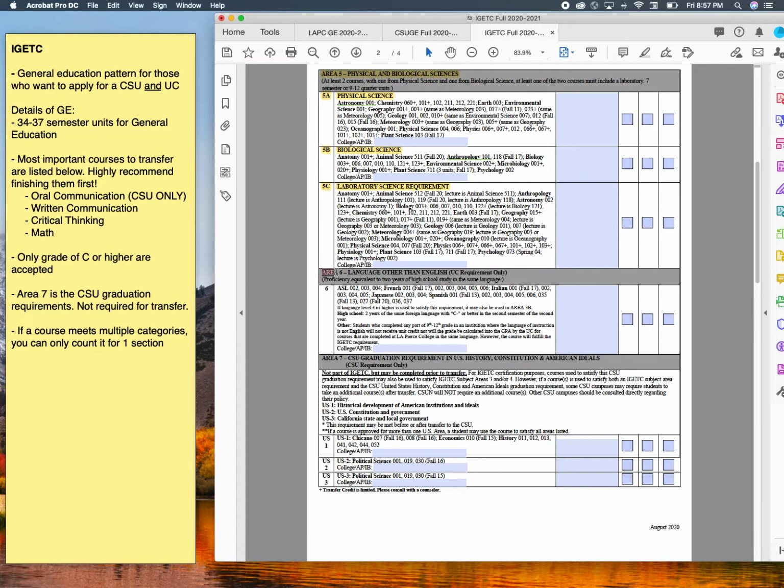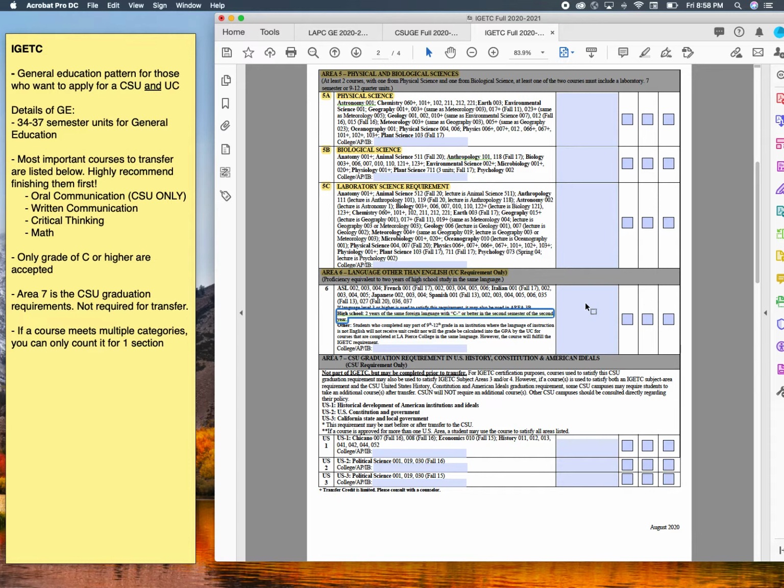Okay. Area 6 is language other than English. This is a UC requirement. If you do want to do the IGETC, you have to meet Area 6, okay? So that means you have to have 1 foreign language class. However, a lot of students, if you went to high school and you had 2 years of the same language, and in the second semester of the second year you had a grade of a C minus or better, I'm sorry, C minus or better.